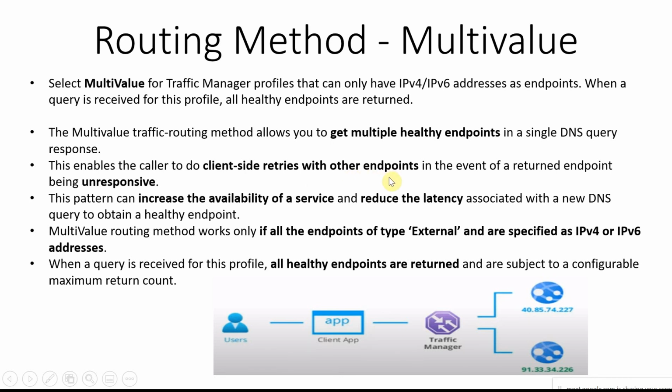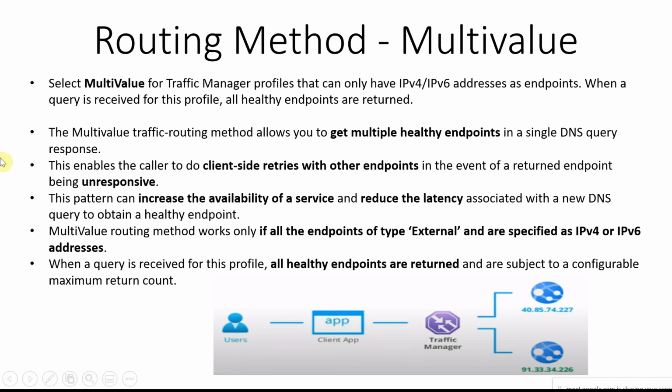For example, if the site is down, the client can do a retry to the second value. So let's say two values are returned. First the client browser will route it to the first IP. Let's say the first IP is down or for some reason it's not accessible. It will route you to the second option also, because it is multi-value.